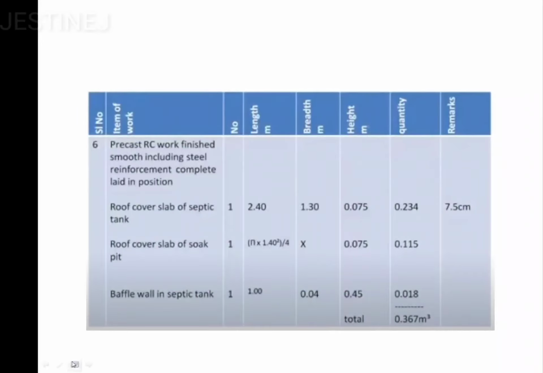So this is the final, you can substitute those values. You will get roof cover slab for septic tank 2.4 multiplied by 1.3 multiplied by 0.075, you will get this value. Then coming to the roof cover slab for the soak pit, you will get the area as pi d square by 4, then the thickness, then you will get this value. Then the baffle wall, the dimension 1 meter, then breadth is going to be 0.04, you will get this value.